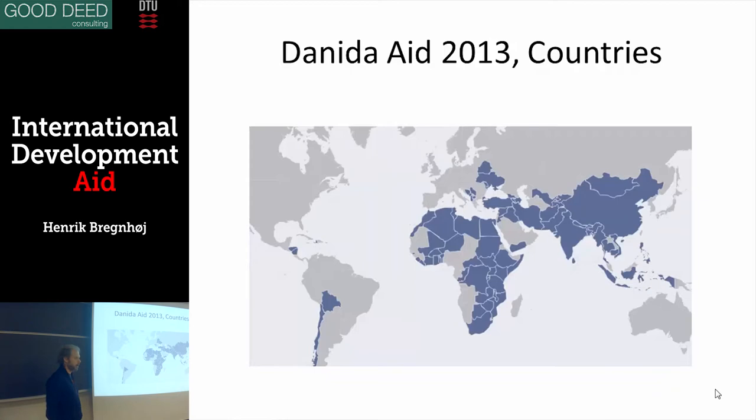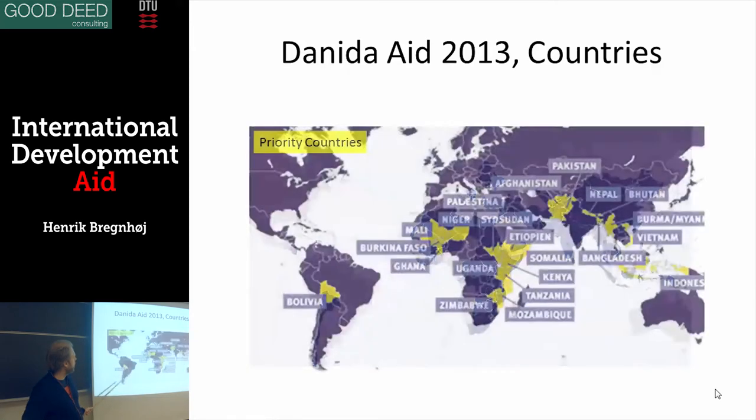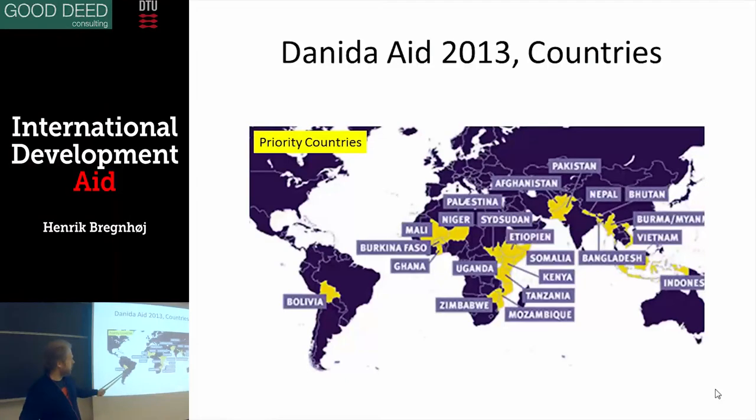These are the countries that Danida is working with. You can see a lot of the poorest countries in the world, but also even China, where I think they work with, for example, water resources management. But they do have some countries that they call the priority countries. These are the yellow ones here. And these are countries that have been followed for many years, like 20, 25 years. They are working with the governments to enhance a lot of different things.